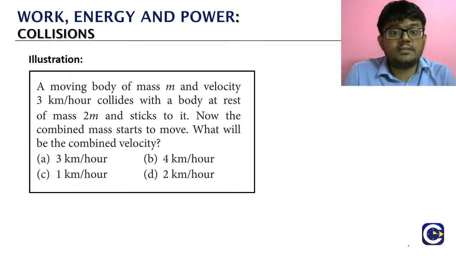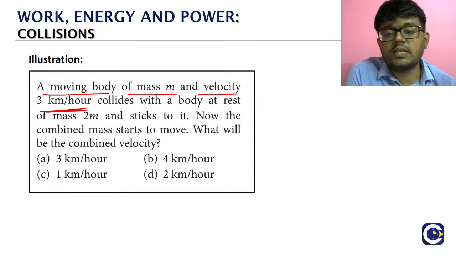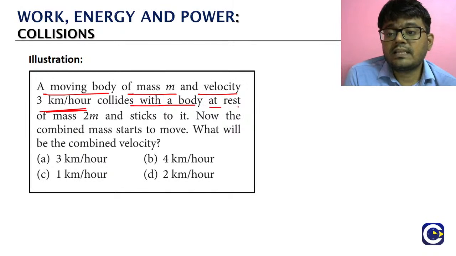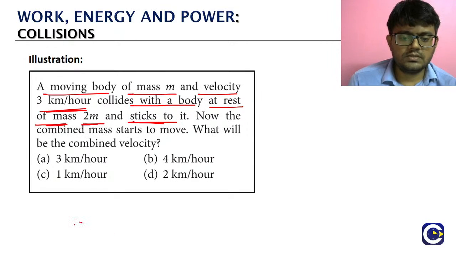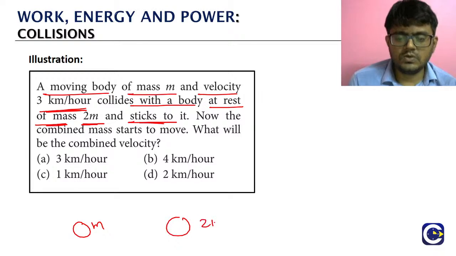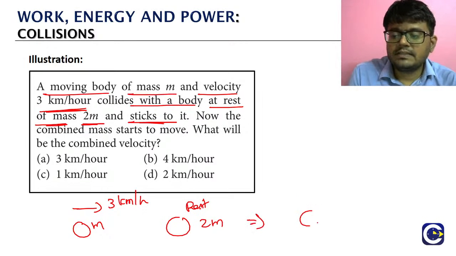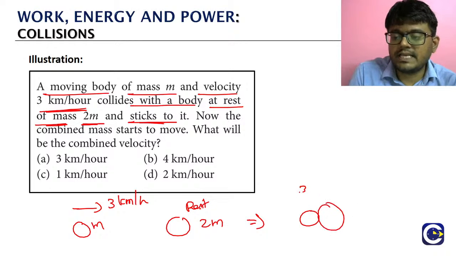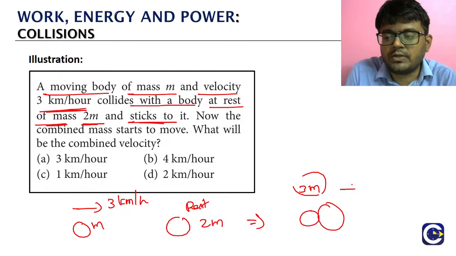Look at the next one. A moving body of mass m and velocity 3 km per hour collides with another body which is at rest, having a mass 2m, and sticks to it. Means what? Mass m is moving with 3 km per hour, and 2m is at rest. After collision, they are sticking and moving together. Totally m and 2m, it will be 3m, moving together.